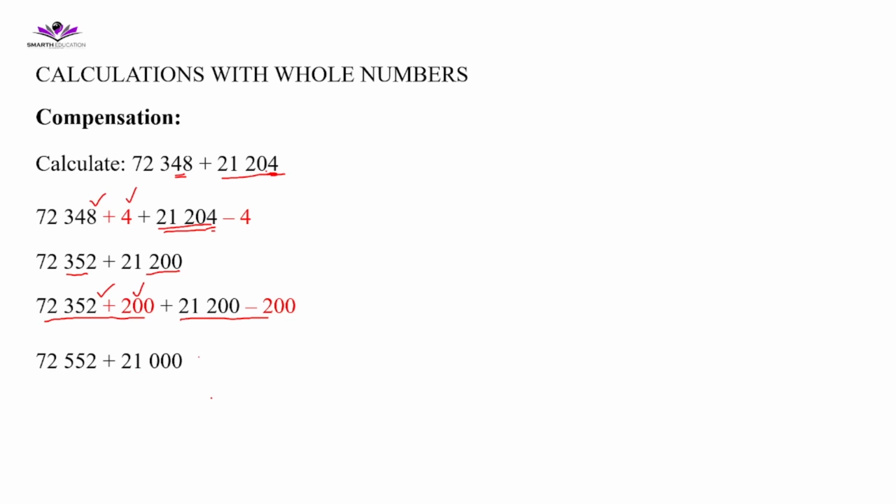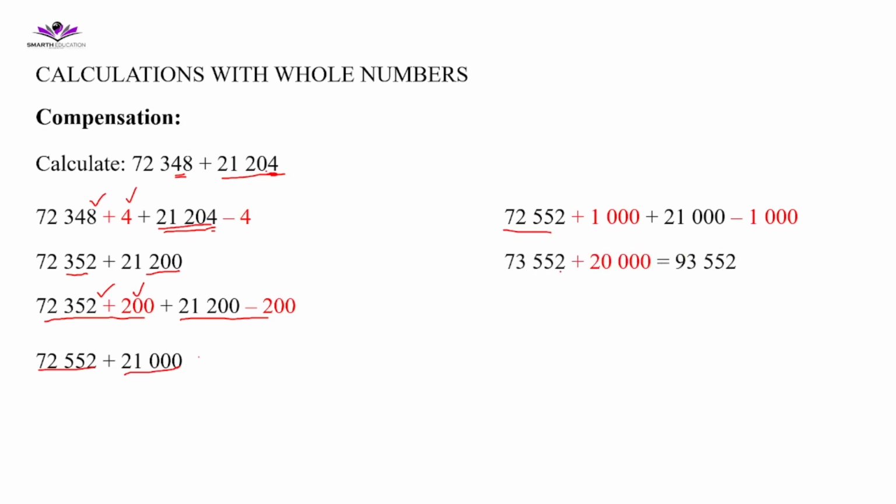But let's say I start by subtracting 1,000 from this number and adding it to this one. What do I get? 73,552 plus the 20,000, the 20,000 coming from this. It was very easy to add this and this, you see? And then now I can easily add and get the answer, which is 93,552. So these are the two methods that we may use, but the most common one is the columns method.